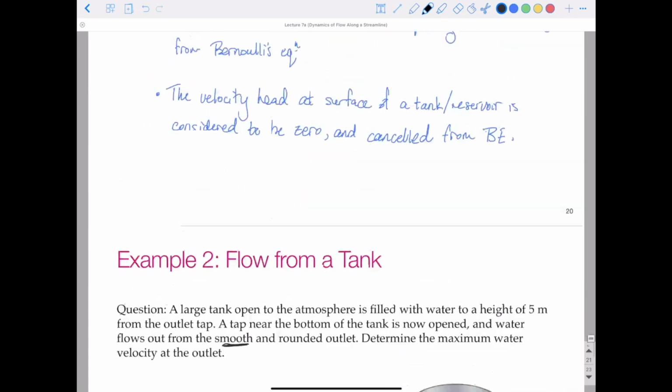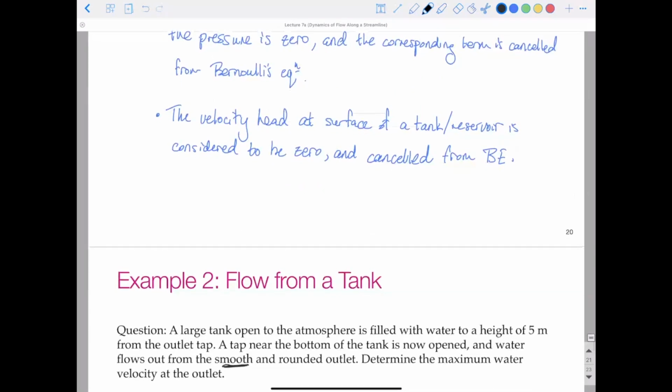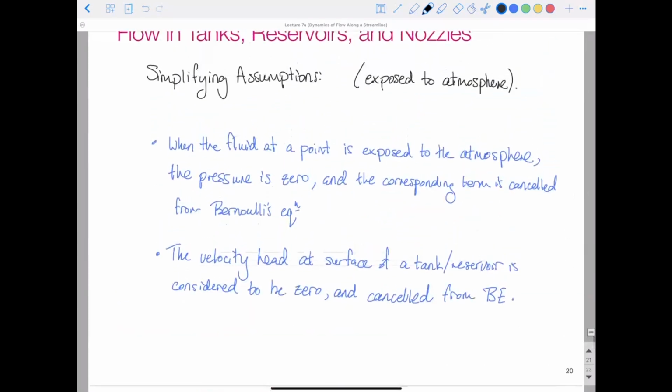So where do we start with this question? Just to go back to the chat, you just have to scroll up a bit. So where can we start with that question? We have a tank, a reservoir with water, and there's a tap at the bottom. It's opened up, and we're asked, what is the maximum velocity at the outlet?